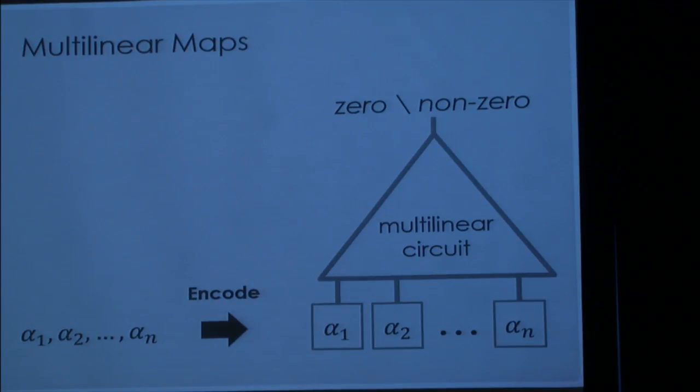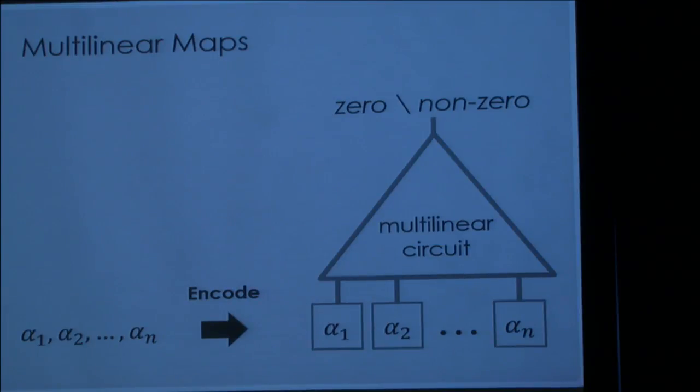Importantly, these encodings should also give you some security. They should be hard to invert. Ideally, these encodings don't let you learn anything about alpha 1 through alpha n, except for what you can anyway learn using these homomorphic operations and zero test. For example, you can always test if alpha 1 is equal to alpha 2: you just subtract them and check if you get 0. But testing if alpha 1 is equal to alpha 2 squared should be hard, because you can't do it with a multilinear circuit. Think of all these alphas living in some large field? Yeah, exactly.